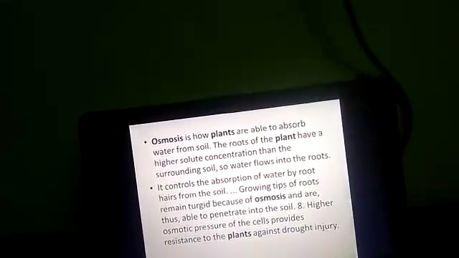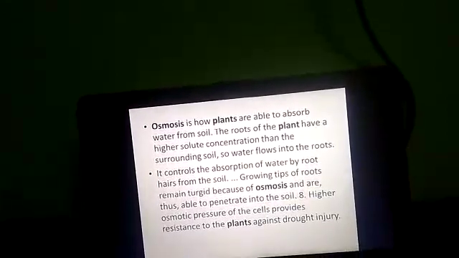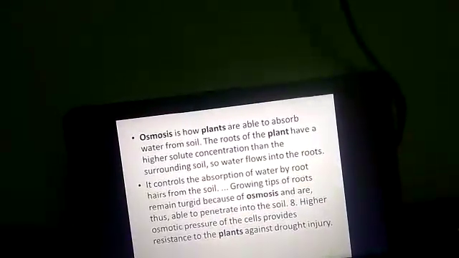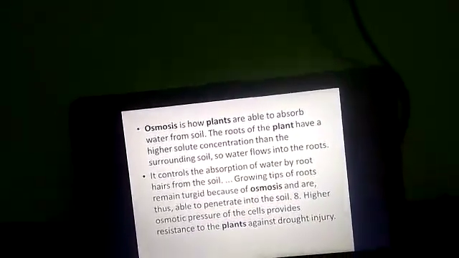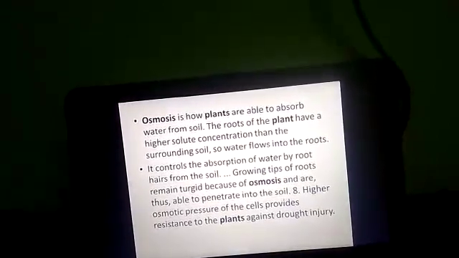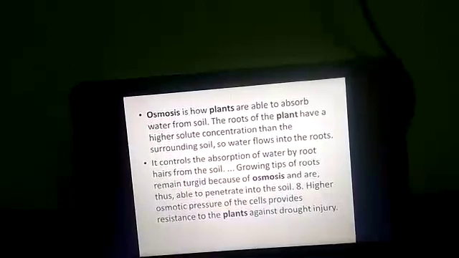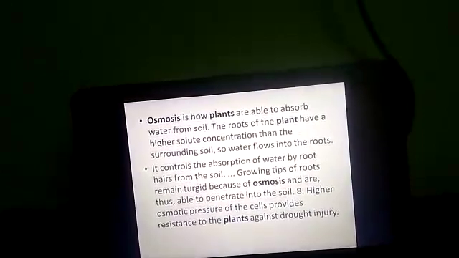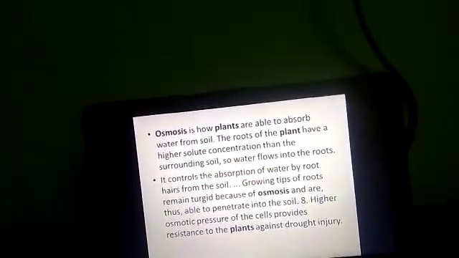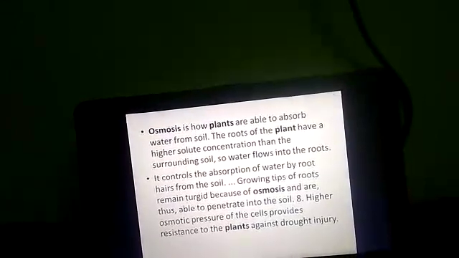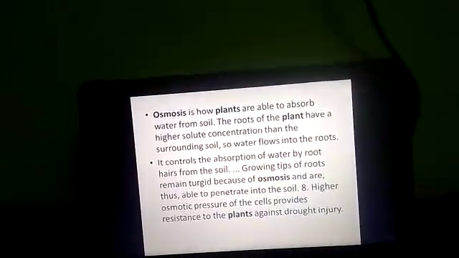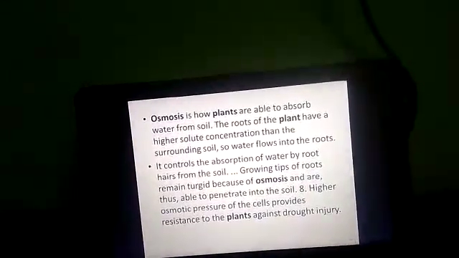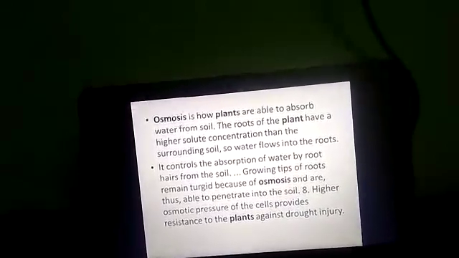In a root hair, the epidermal cell of the root has an outer cell wall and an inner membrane. The cell wall is freely permeable, and it allows all substances to pass. The cell membrane is semi-permeable. So the root cell membrane allows the water molecules to pass through it, but prevents the entry of large molecules.